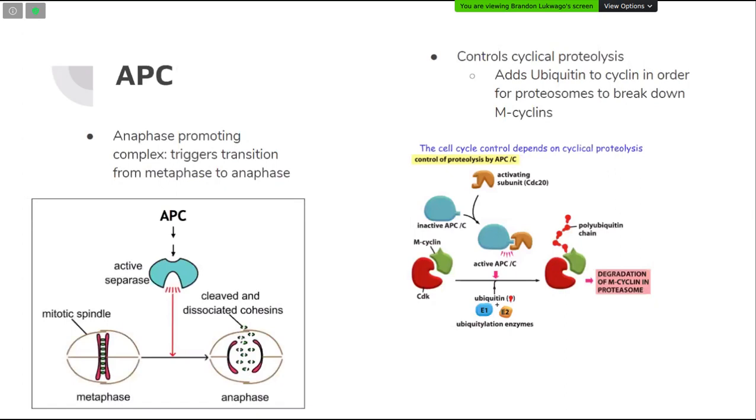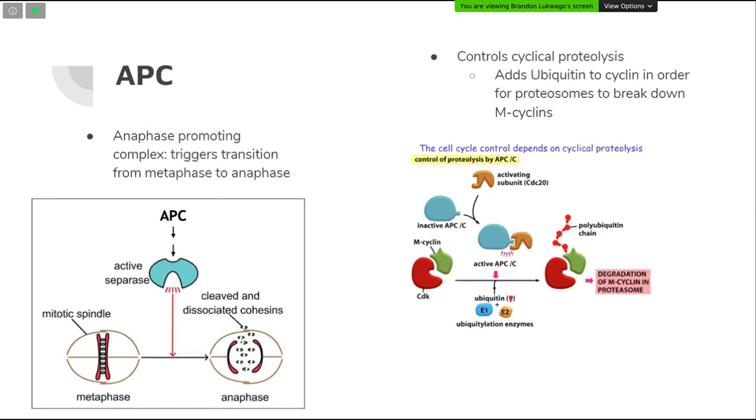APC is known as the anaphase promoting complex. It basically has two overall functions in the cell cycle. One is to trigger the transition from metaphase to anaphase. As you can see in this picture, separase is a type of enzyme. It's a protease that cleaves the cohesin, which binds the chromatids together.